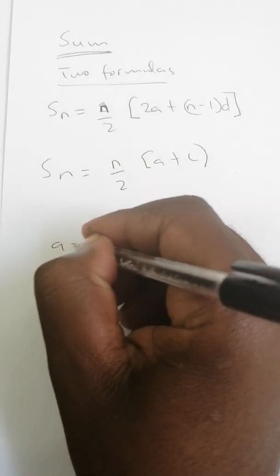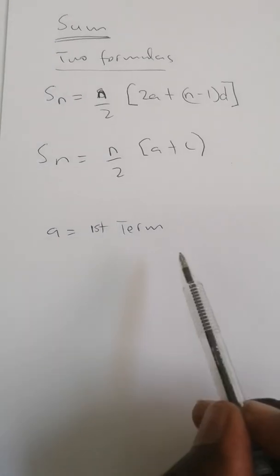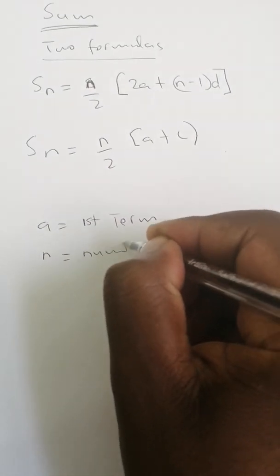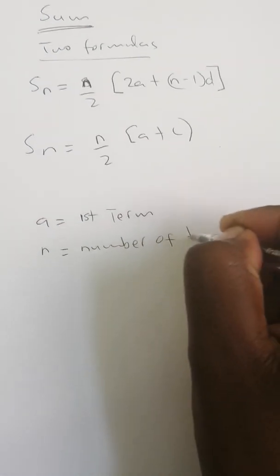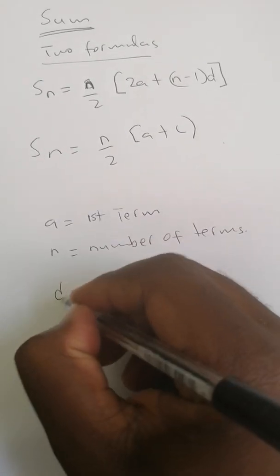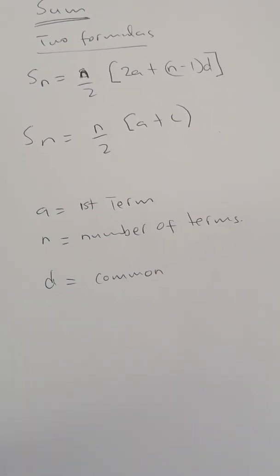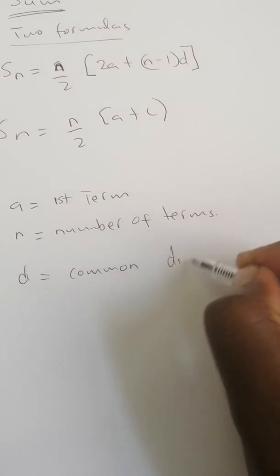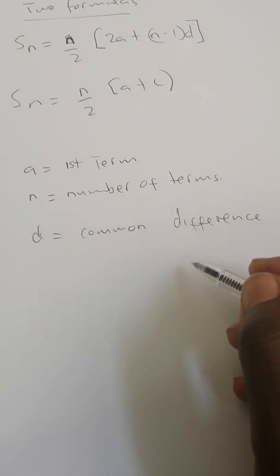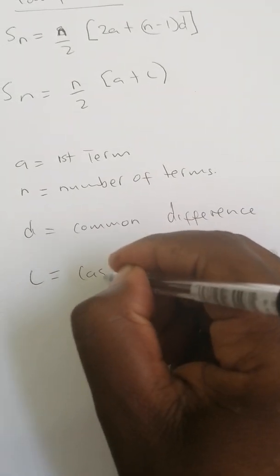So a always refers to the first term. n always refers to the number of terms. Then d is the common difference, as we have highlighted just now. And you also find there is sometimes an l. l refers to the last term.